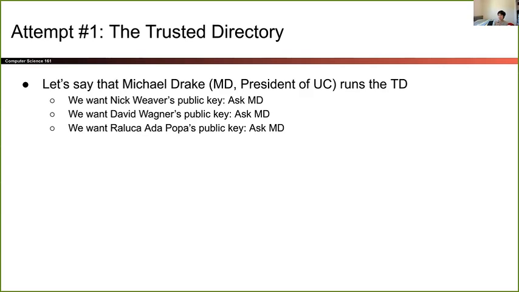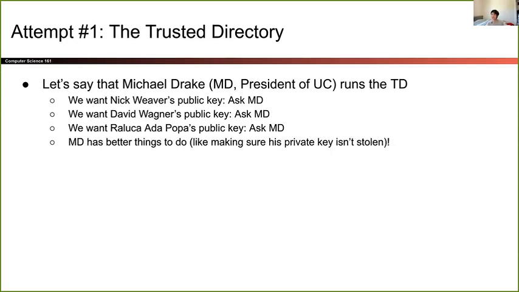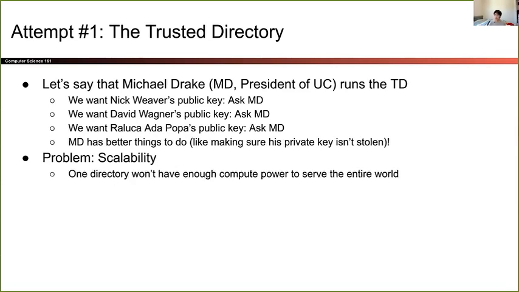Think, what if Michael Drake becomes evil or Michael Drake is offline? Those are both excellent points. We'll actually get to those in a moment, but what I was looking for is that Michael Drake has better things to do, like making sure his private key isn't stolen, and also, I guess, running the University of California. The overall problem here is the problem of scalability. There is no computer in the world that can possibly have enough computational power to serve the public keys for every single website in the entire world.